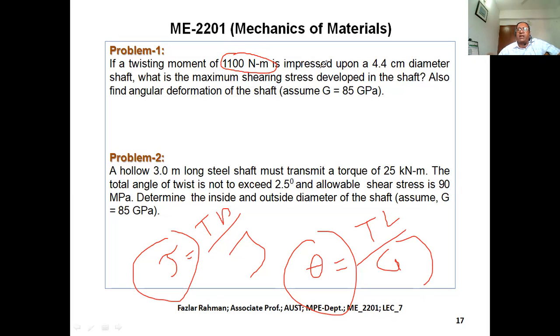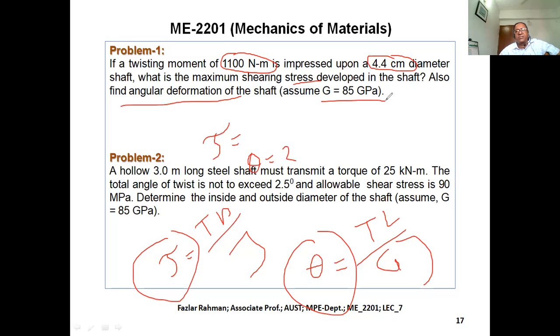So anyway, this problem is saying a twisting moment of 1100 Newton meters is impressed and applied upon a 4.4 centimeter diameter shaft. What is the maximum shear stress developed in the shaft? That means they want what would be the value of tau in the shaft, right? They'd like to know. Also, they like to know angular deformation of the shaft. What is the value of theta?